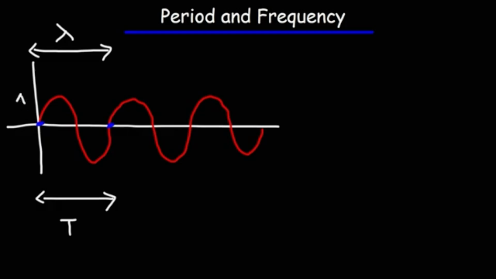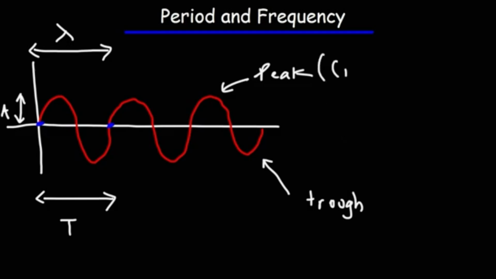The amplitude is this portion of the wave. It's 1/2 the distance between the peak and the trough. So this is the peak of the wave, that's the top part, and this is the trough, which is the bottom part of the wave. Now the peak of the wave is also known as the crest. So perhaps you've heard of the expression, the wave crest. That's the top part of the wave.